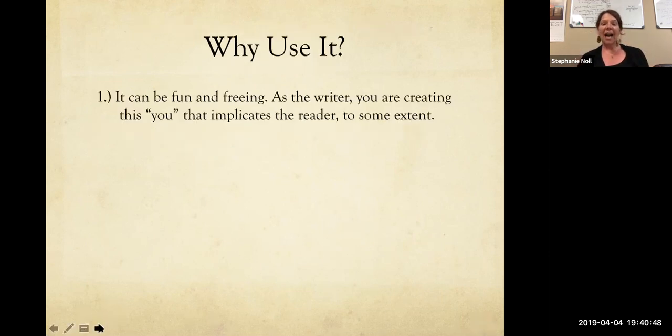I have yet to write something full-on, or submit something for publication, that was in second person point of view. But I love doing this exercise. It's super fun and freeing. And as the writer, you're creating this "you" that implicates the reader, right? So you're really, as I said earlier, engaging them.